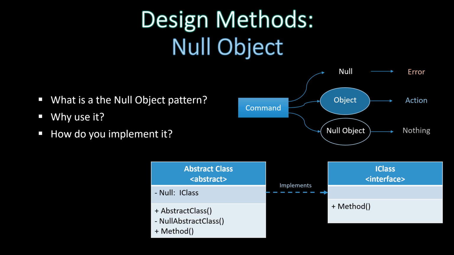So this iClass is just an interface of the class. So we have an abstract class which has all the information that it's an implementation of that interface. Within that we have the null iClass. So we can create that null version of the class. And then it has its regular methods, the abstract class itself.